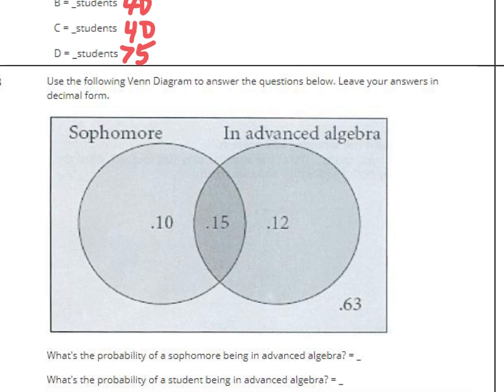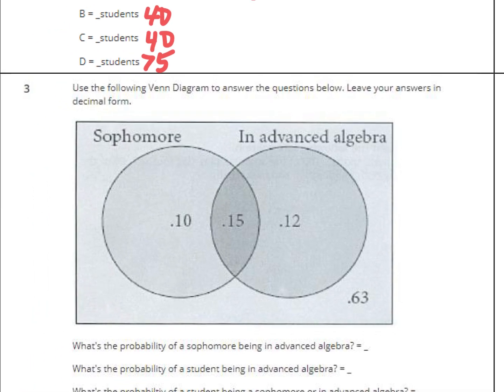Now this one's a little weirder because there are decimals in there. What is there, like parts of people? No, it's a probability Venn diagram, meaning there's a 10% chance that a kid is there. There's a 15% chance that a kid is there where they're in both: they're a sophomore and they're in advanced algebra. That's what this class is, actually. A lot of you guys are sophomores. There's a 12% chance a kid is here, and there's a 63% chance that they are not a sophomore and they are not in advanced algebra.